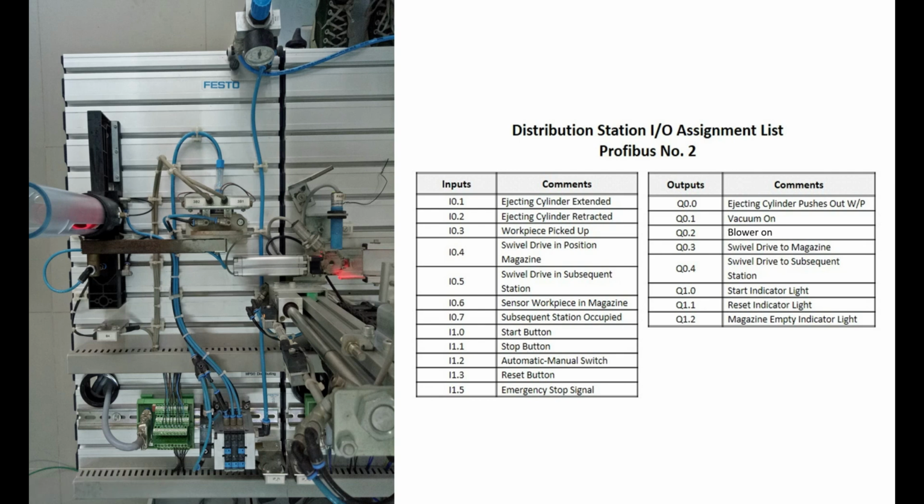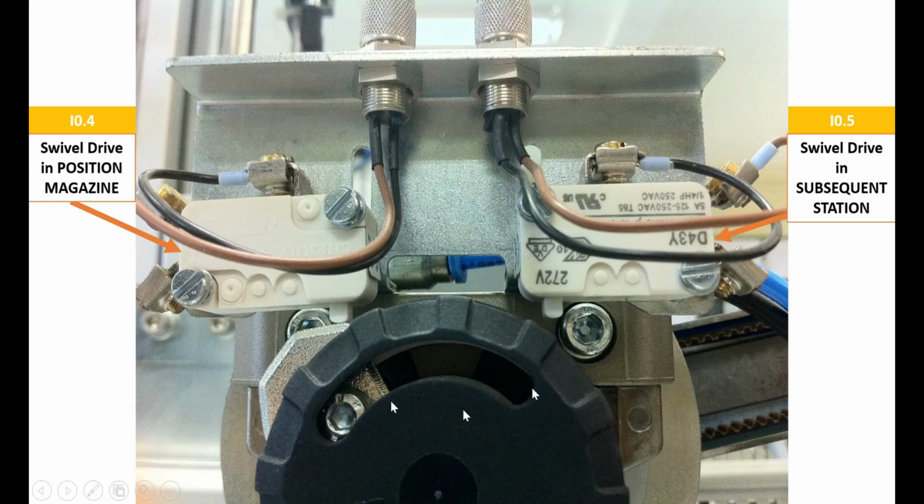The closer look for that is this one. We have two limit switches here. This is for I0.4, which means that the swivel drive is in position magazine, and I0.5, which is the swivel drive is in subsequent station.